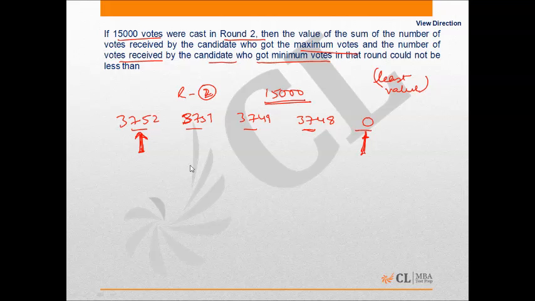The summation of maximum and minimum votes will be 3752. Hence it is the answer.